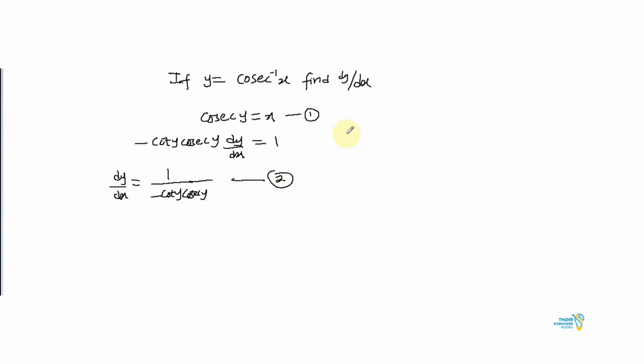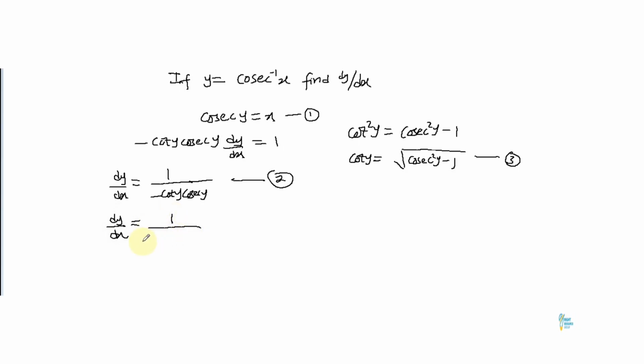Now, from our trigonometric identity, we have cot squared y equal to cosec squared y minus 1. Making cot y the subject of the formula, you are going to have the square root of cosec squared y minus 1, and let's call this equation 3. Now let's substitute equation 3 into equation 2. That means dy/dx will now be equal to 1 all over minus cosec y multiplying the square root of cosec squared y minus 1.